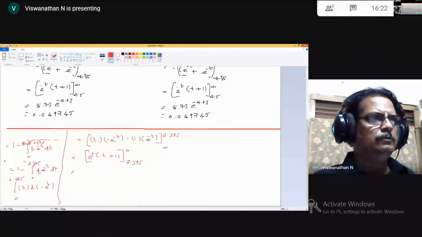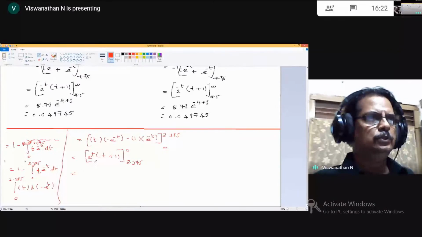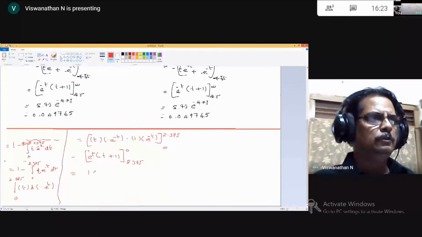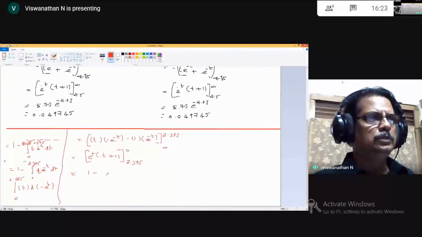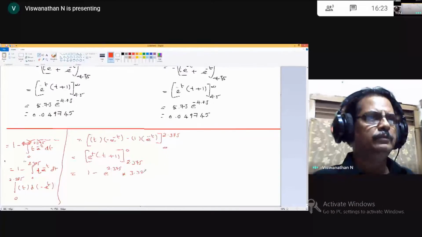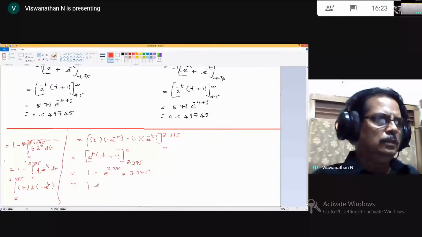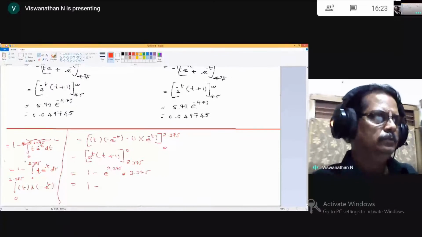You can substitute for the upper limit. At the lower limit the value becomes 1, so the entire thing becomes 1 minus e power minus 2.375 multiplied by 3.375. You can use the calculator to get the value.